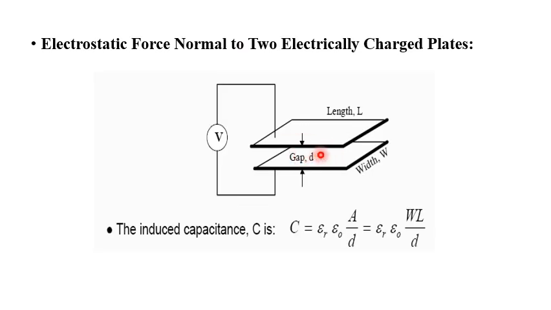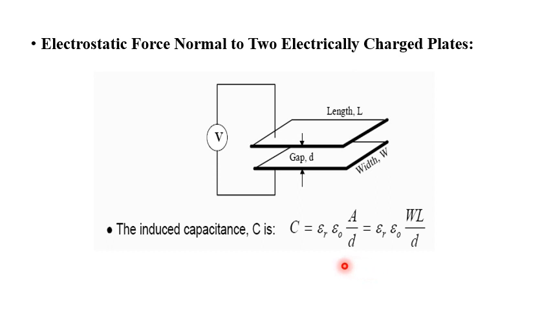Now, if two charged plates are separated by a dielectric material with a gap d, then these plates will become electrically charged when a voltage is applied across the plates, and this action will induce a capacitance in the charged plates that is given by C is equal to epsilon r epsilon naught A by d, where A represents the area of the plates, d is the distance between the plates, and epsilon r represents the relative permittivity. Now, if the length of each plate is L and the width is W, this can also be written as epsilon r epsilon naught into WL divided by d.